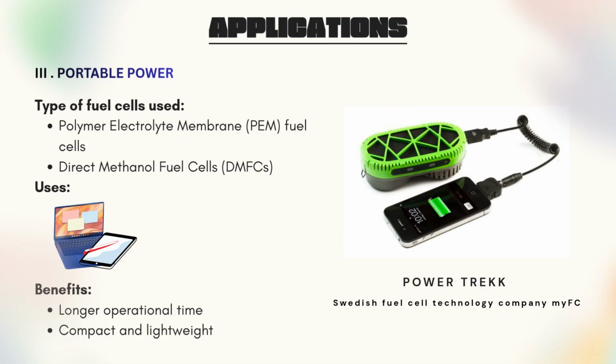Finally, portable power. Fuel cell systems supply electricity for mobile or remote applications where conventional power systems like batteries or grid connection are unavailable. They are compact, lightweight, and can operate cleanly with zero emissions, making them ideal for off-grid and emergency use. A real-world example is PowerTrekk, which uses hydrogen extracted from water to charge small devices such as phones and laptops, providing a convenient and sustainable energy solution on the go.